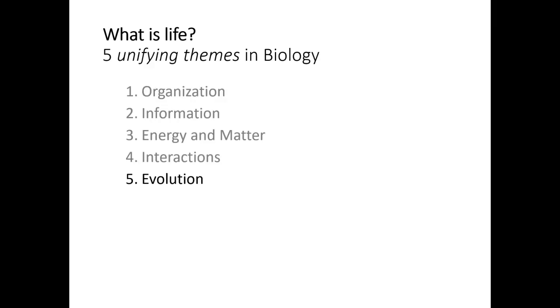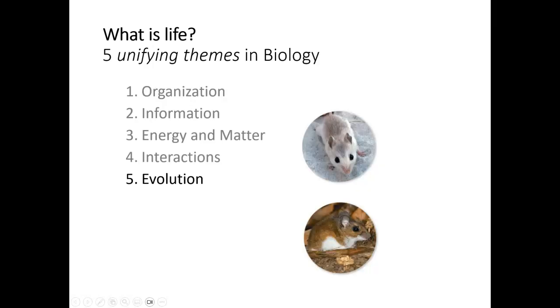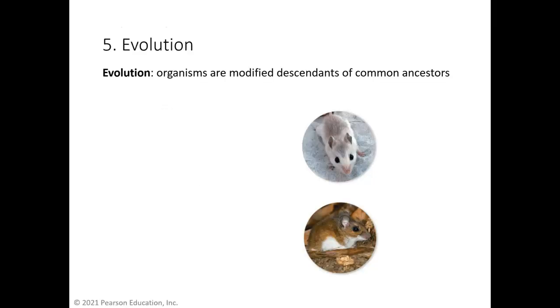The last unifying theme is evolution. This is the process by which a species' heritable traits are modified over time. It explains how a mouse population at the beach will develop lighter and lighter fur over time. Another way to look at it is that organisms are modified versions of their ancestors. So both the beach mouse and the inland mouse are modified versions of their mouse ancestors.